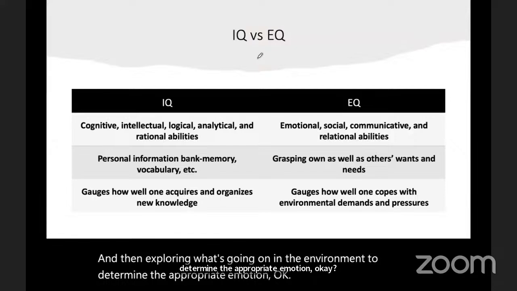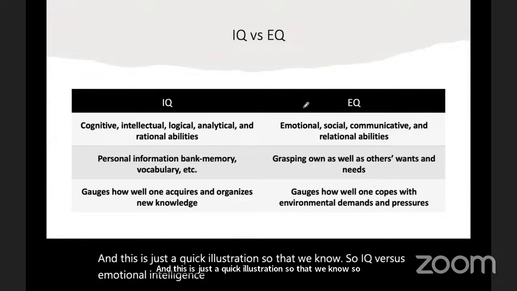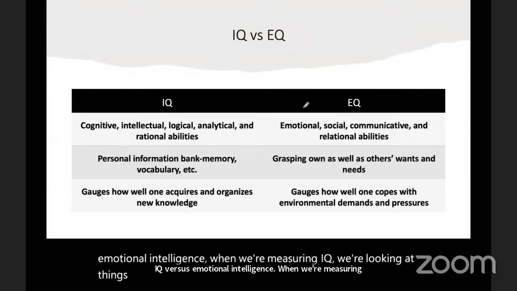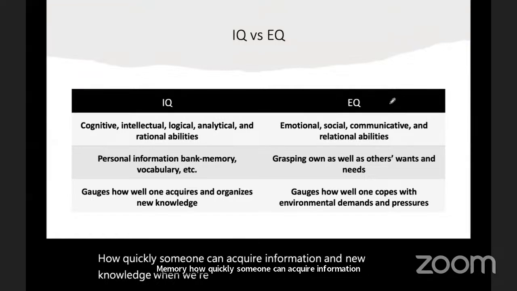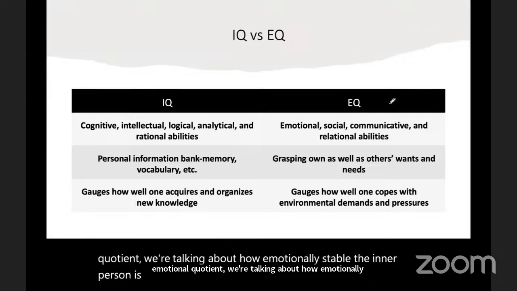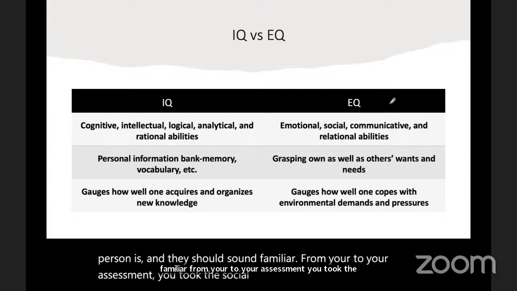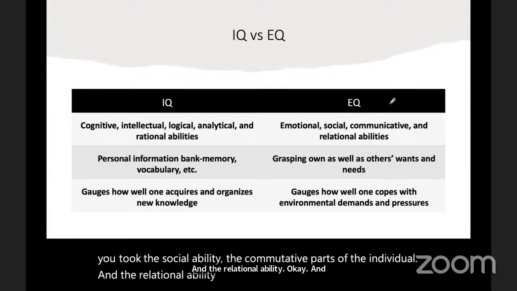And this is just a quick illustration so that we know: IQ versus emotional intelligence. When we're measuring IQ, we're looking at things like cognitive, intellectual, logic, analytical abilities, memory, how quickly someone can acquire information and new knowledge. When we're talking about the emotional quotient, we're talking about how emotionally stable the person is. And these should sound familiar from the assessment you took: the sociability, the communicative parts of the individual, and the relational ability.